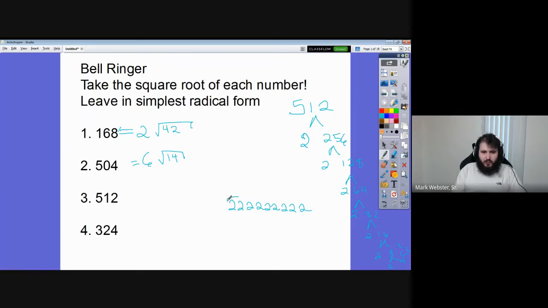And then again, make pairs. And then there's one left over. So what do we have? We've got four perfect squares of 2, so these 2, 2, 2, and 2 are what's coming out. 2 times 2 is 4, times 2 is 8, times 2 is 16. And then what's left over is a 2 on the inside, because this one didn't have a pair. All right, last one, 324.